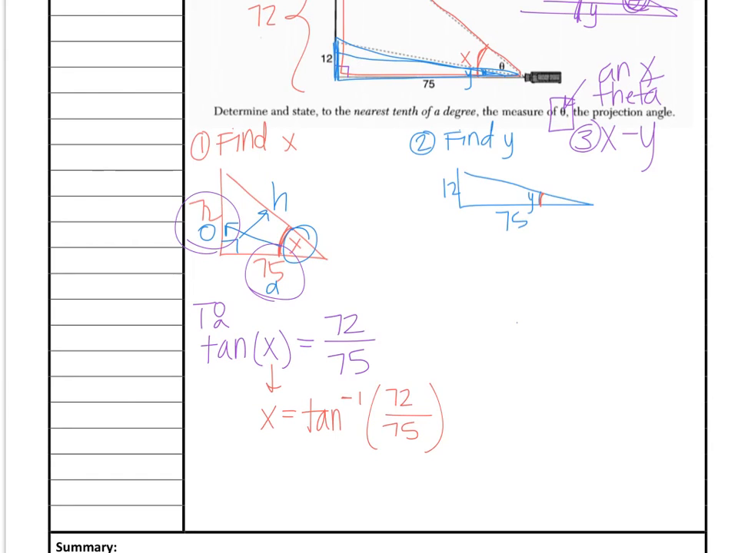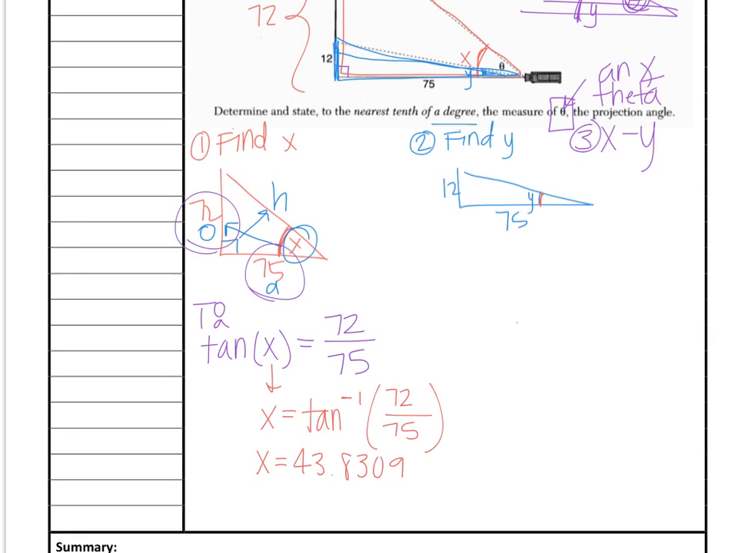So we're going to type this in our calculator. Tan inverse of 72 over 75. Make sure again that you are still in degree mode. And you get 43.8309 if you were to round to 4 decimals. Now you don't want to round to the nearest degree or nearest tenth of degree just yet, because if you round too early, your answer is going to be off. You can chop it off though after 4 decimals, you'll be okay.